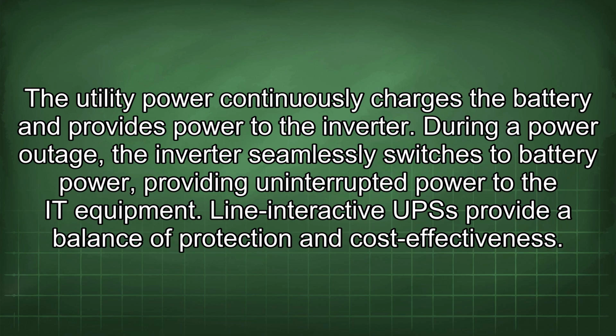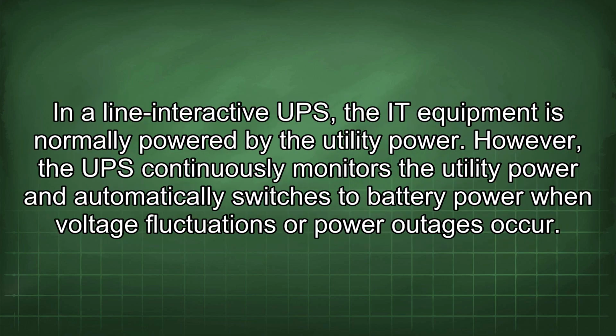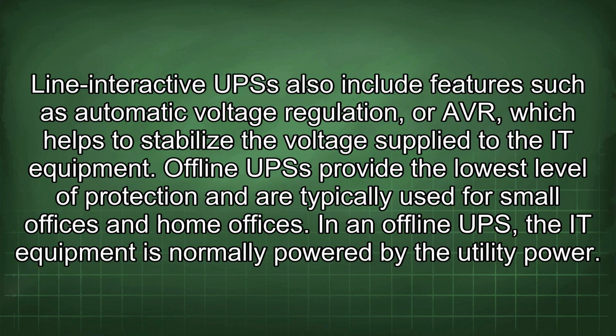Line interactive UPS provide a balance of protection and cost-effectiveness. In a line interactive UPS, the IT equipment is normally powered by the utility power. However, the UPS continuously monitors the utility power and automatically switches to battery power when voltage fluctuations or power outages occur. Line interactive UPS also include features such as automatic voltage regulation, or AVR, which helps to stabilize the voltage supplied to the IT equipment.